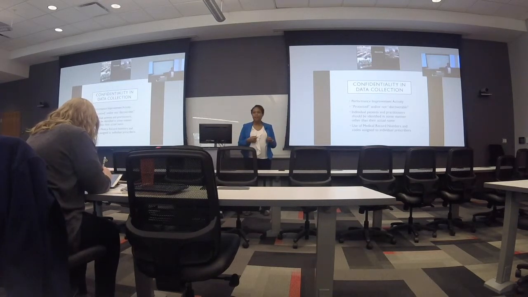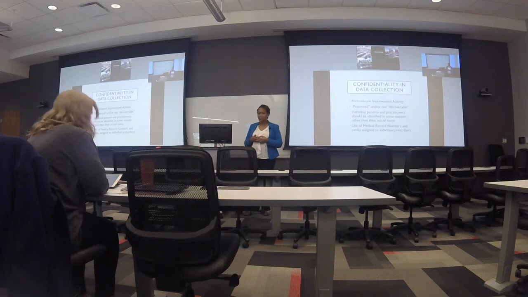So if we find that we have had a less than ideal way of providing therapy to our patients, that's for us to look at internally and determine how we're going to fix that. And so we have a way that we do it in a protected and not discoverable method, which means that people can't take our MUE data and sue us over it because something happened that shouldn't have happened. Individual patients and practitioners should be identified in some manner other than their actual name. We try to do this as well. I don't think we're as good at it as we could be.